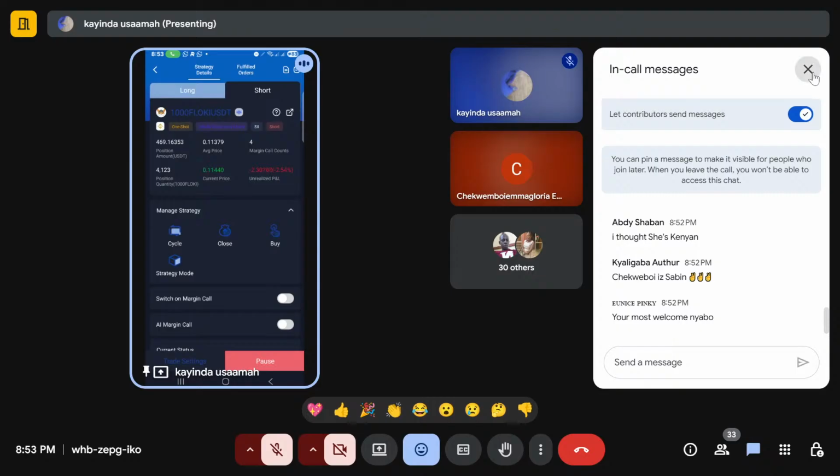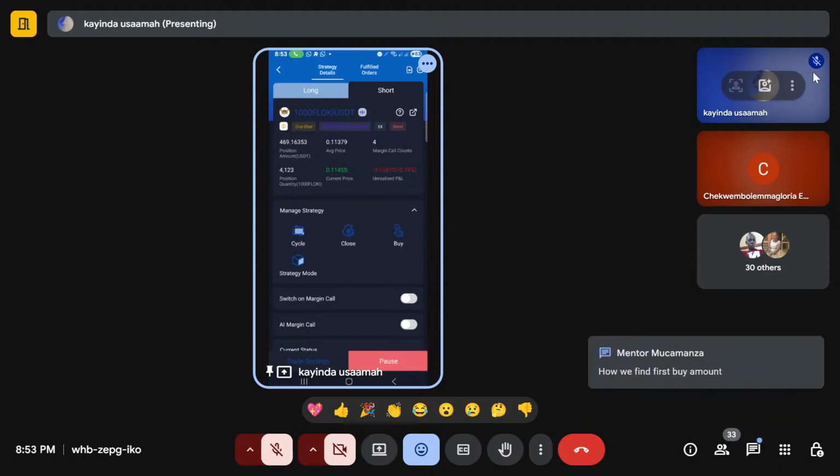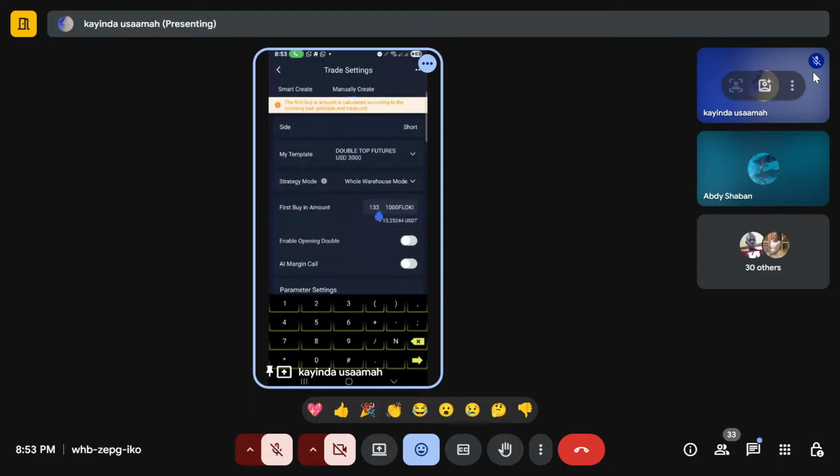I think we have no more questions. Anyone with a question? To find the first buy amount, you find it in settings. You tap settings, you design your first buying amount. Just like in spot. The difference with futures is the first buying amount is put in coins, in dollars. However, the more you add, they will show you the equivalent.